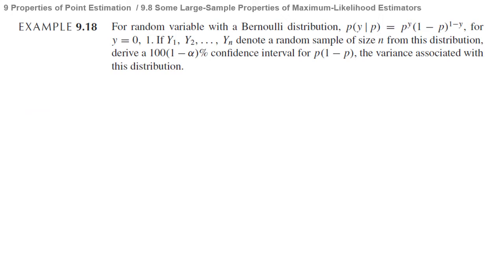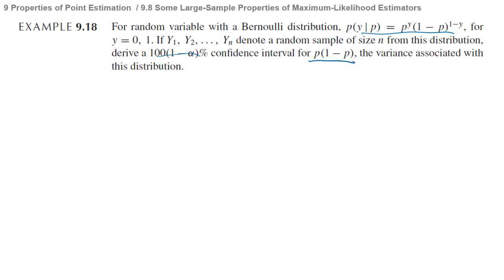Okay, let's move on to example 9.18. For a random variable with a Bernoulli distribution, with this, for y equals 0 or 1, if y1 to yn denote a random sample of size n from this distribution, derive a 100 times (1 minus alpha) percent confidence interval for p times (1 minus p), the variance associated with this distribution. Okay, so the problem is to derive the confidence interval for p times (1 minus p).